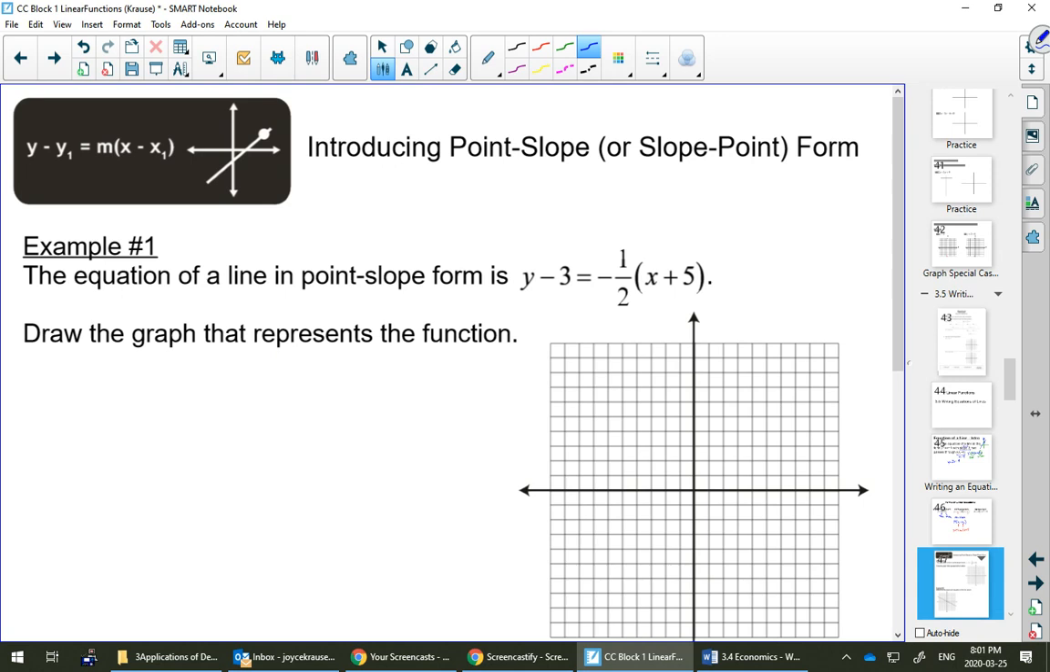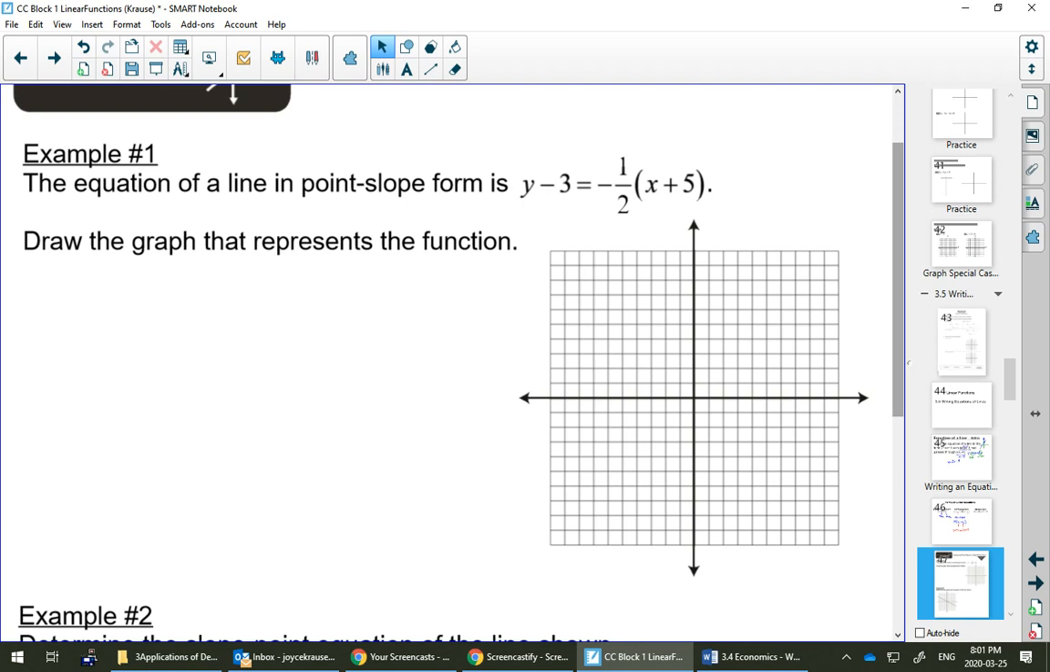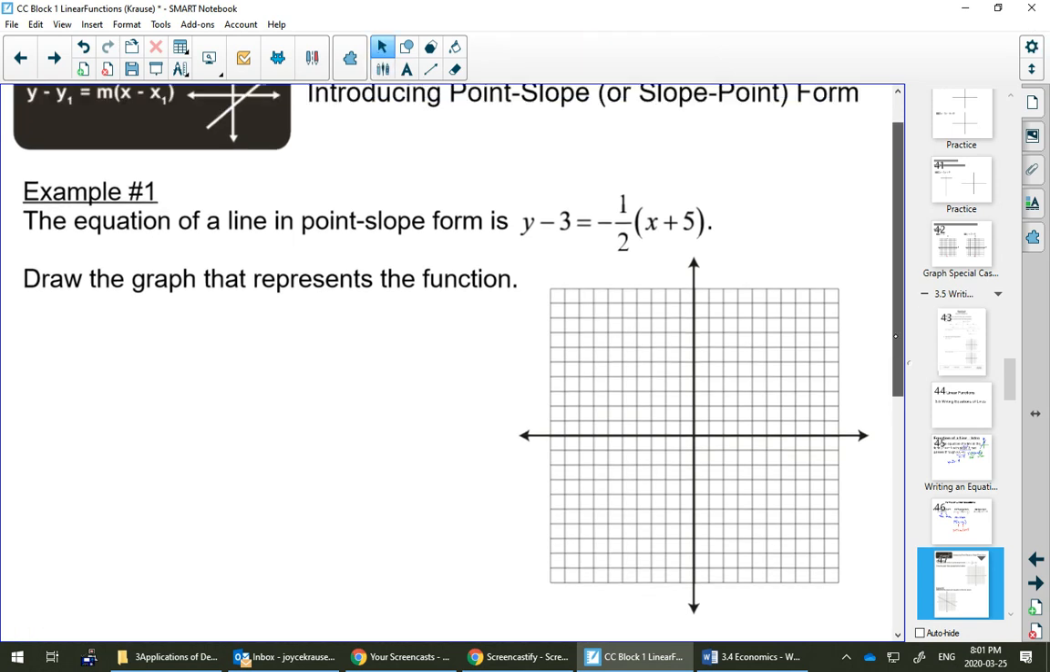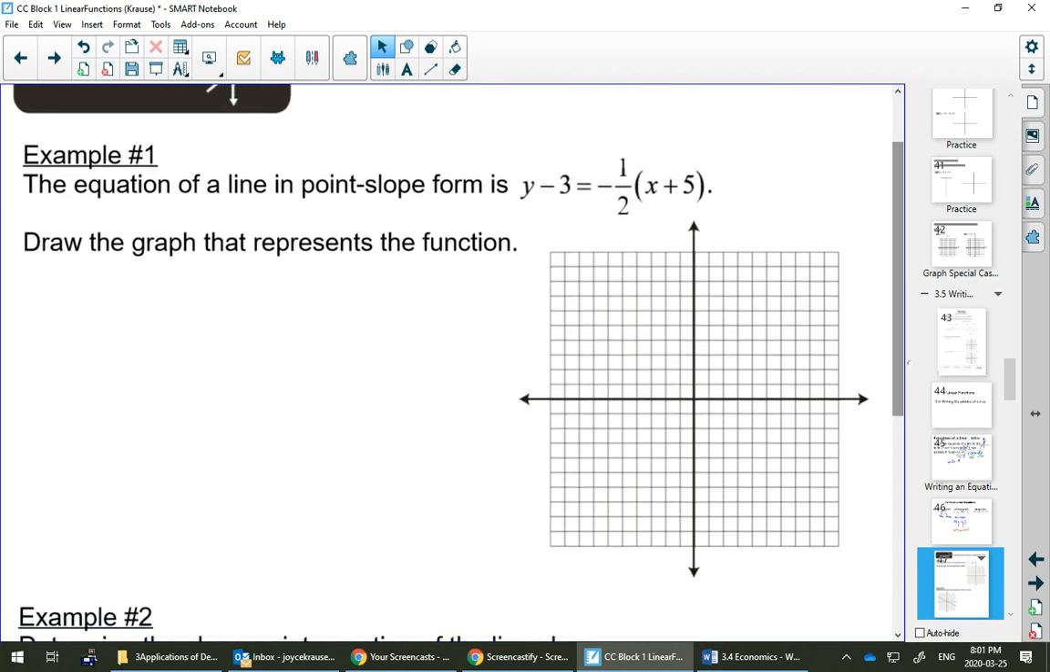All right, so let's take a look at the point slope form, or when you look at some textbooks, they call it the slope point form. So the example says the equation of a line in point slope form is y minus 3 equals -1/2 times x plus 5. And we're asked to draw a graph that represents the function. So the first thing we're going to do is look at what information we're given. Again, if you look at the formula above, we've got y minus y1 equals m times x minus x1. So the -1/2 is our slope. So m is going to equal -1/2.